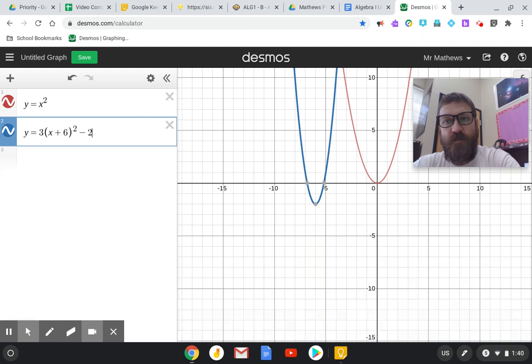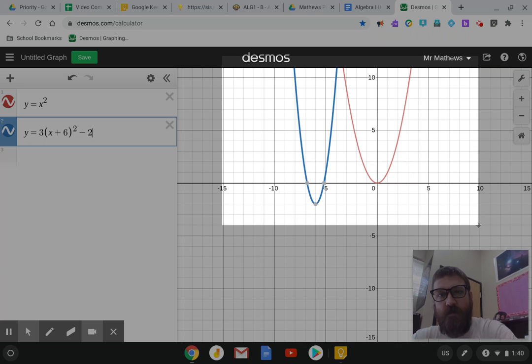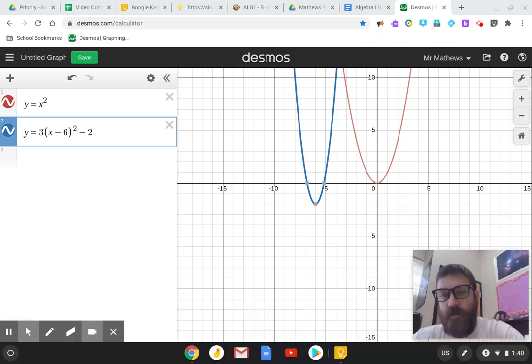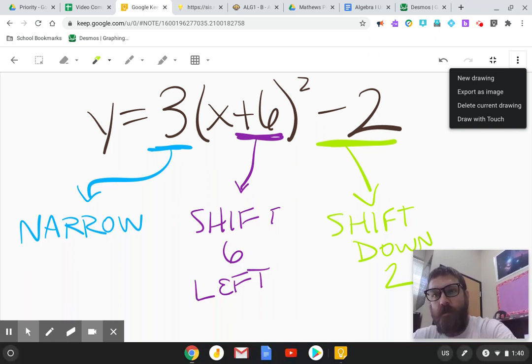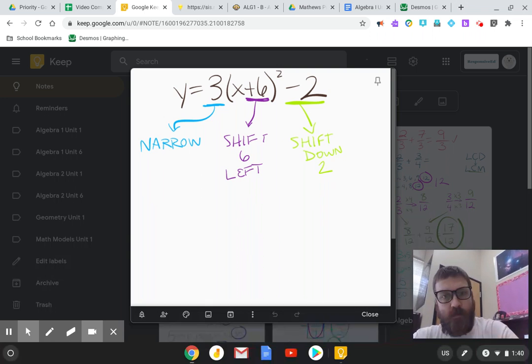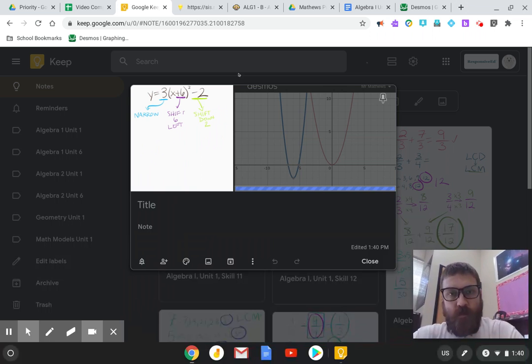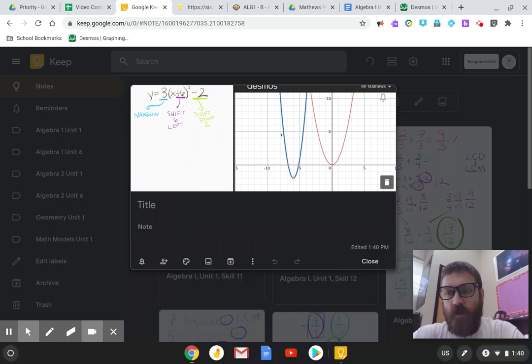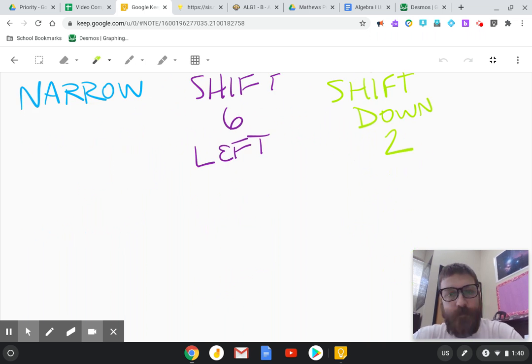We see here that that's exactly what happened. I'm going to take a screenshot of this before I get too much further. Put that graph on there for us. Okay, so that would be what happens when we have that type of graph. So let's look at another example.